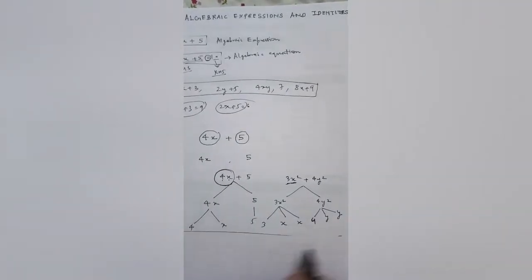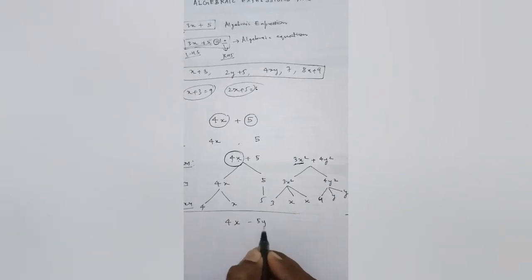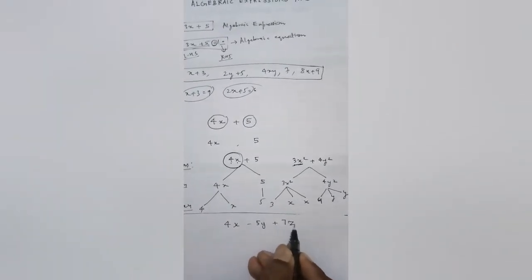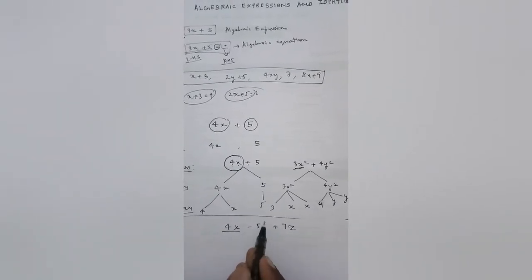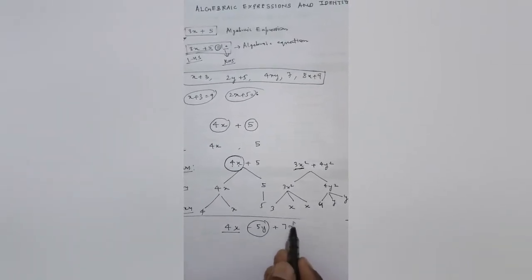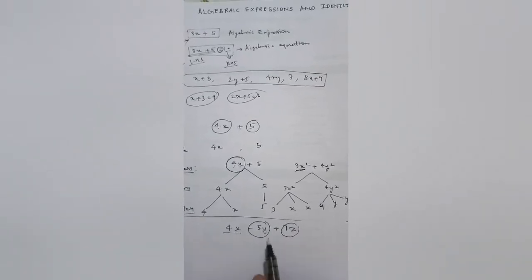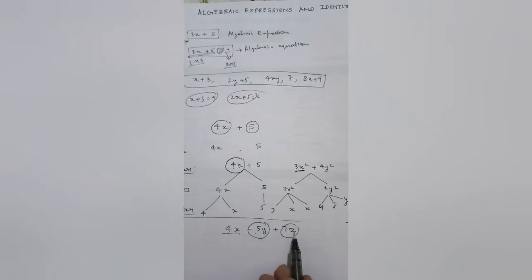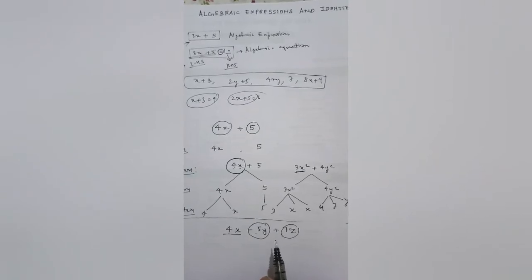Let us take another example. Suppose I have written 4x minus 5y plus 7z. Now you can see there are three terms. First term is 4x, second term is minus 5y and third term is 7z. The coefficient of x is 4, the coefficient of y is minus 5 and the coefficient of z is plus 7. In this way you can find out the terms, factors and their coefficients.